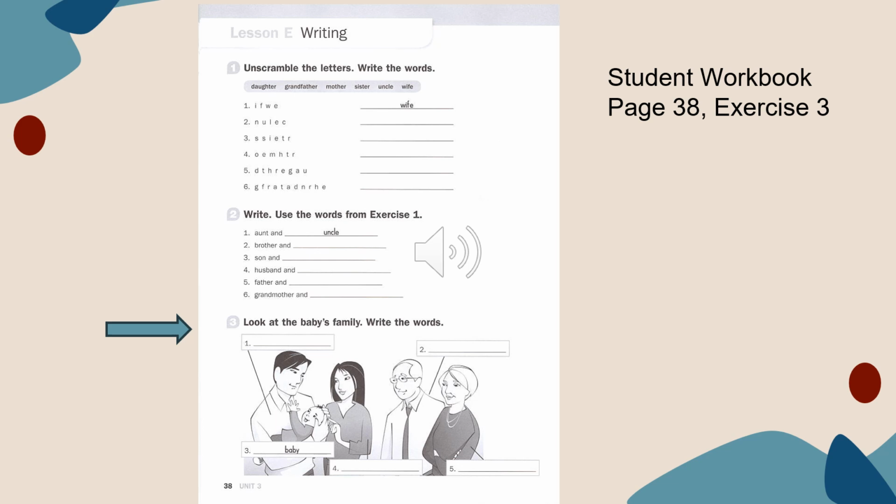Number 3 is the baby. And number 4 is the younger person there with dark hair. Who do you think she is? And number 5 is the older woman. Who do you think she is? Write in the answers.